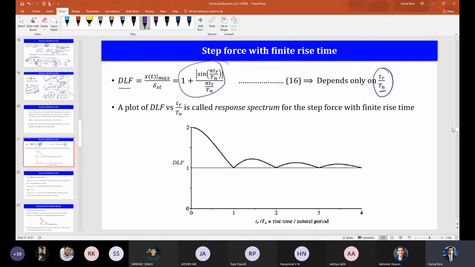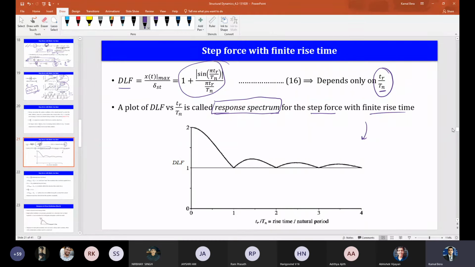Now we are showing a plot of DLF versus tr by tn, which is called the response spectrum. Remember, this is for the step force with finite rise time. So this is the response spectrum for step force with finite rise time, although this terminology is most commonly used for earthquake response analysis.